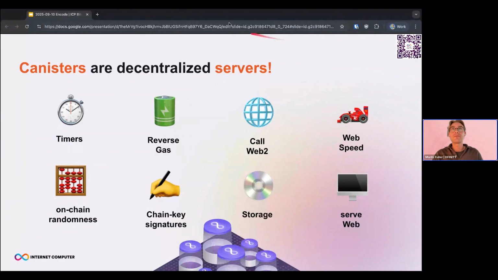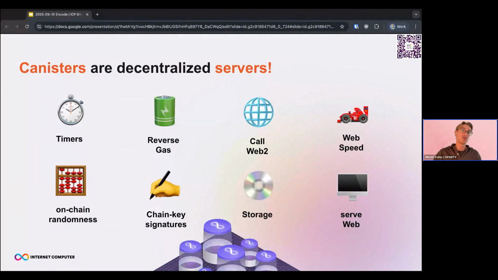Then we also have big storage capabilities. So a single smart contract can currently store, I think, 500 gigabytes of data as of right now, with plans to enhance it to terabytes in the future.